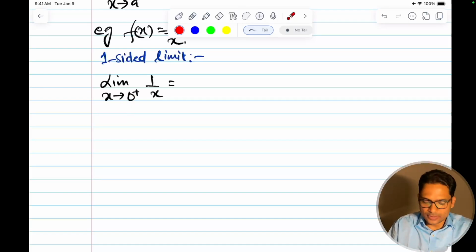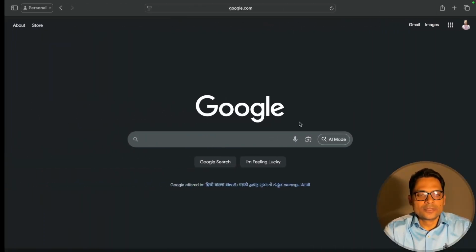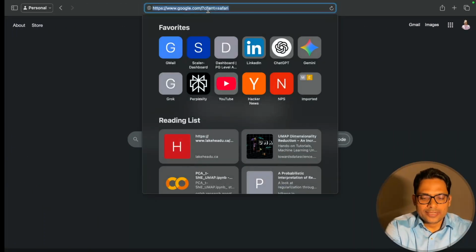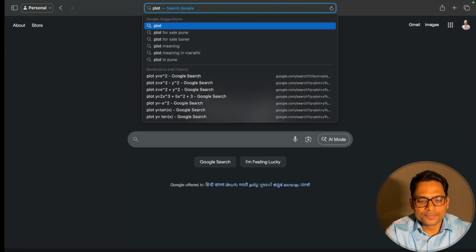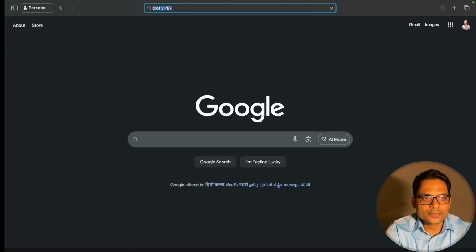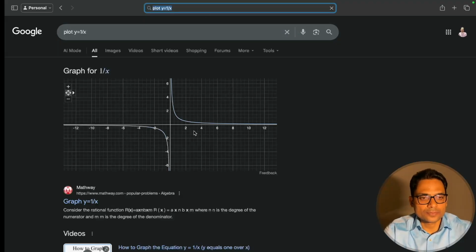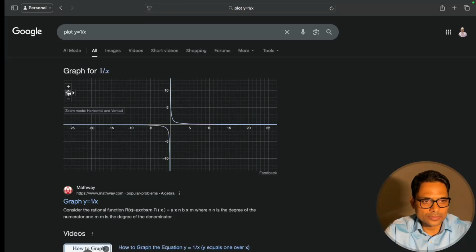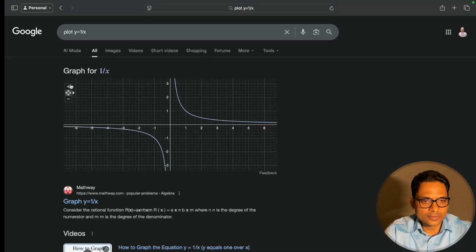Let me show you the graph of this quickly so you will understand. Let's plot y is equal to 1 by x. So this is the graph. I hope this is clear. Let's zoom out a bit. No, zoom in. That was fine.